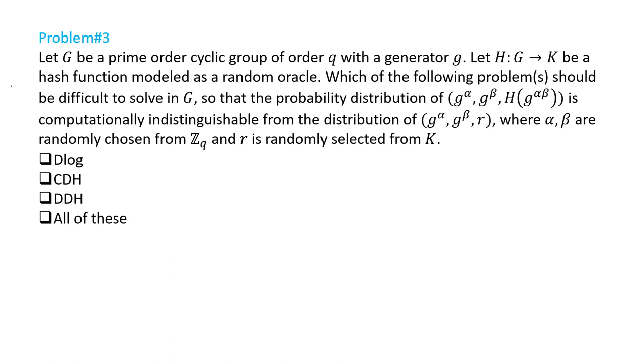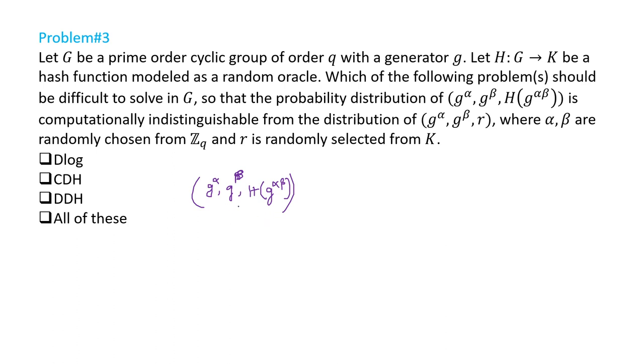What if discrete log is not hard to solve in G? Then does these two distributions remain indistinguishable? So the two distributions are given g to the power alpha, g to the power beta. And what does probability distribution mean here? Does it mean that the end user knows g^alpha, g^beta, and H of g^alpha beta?